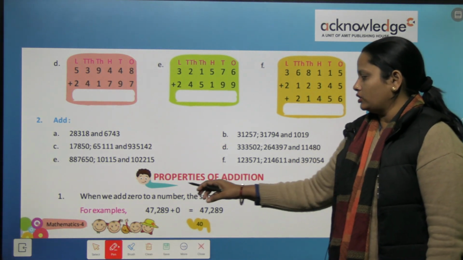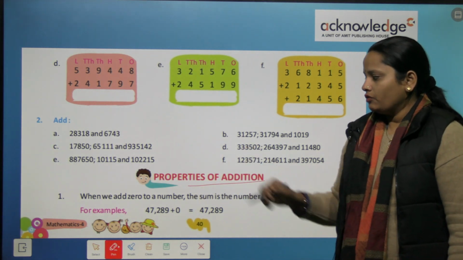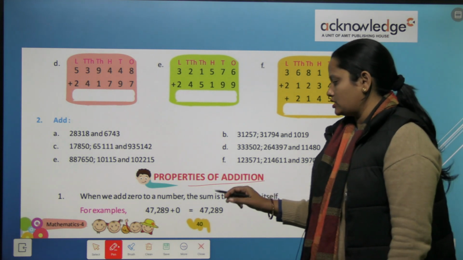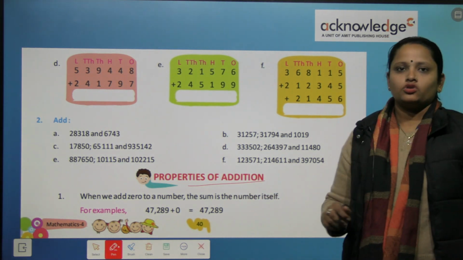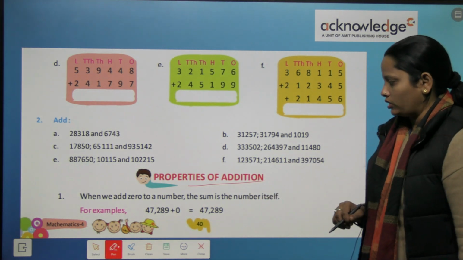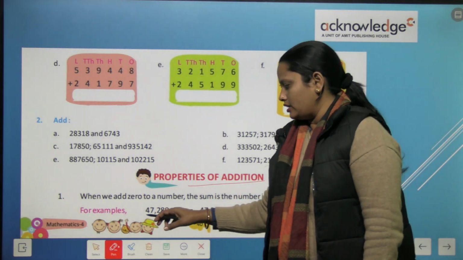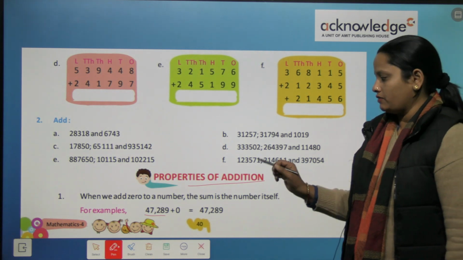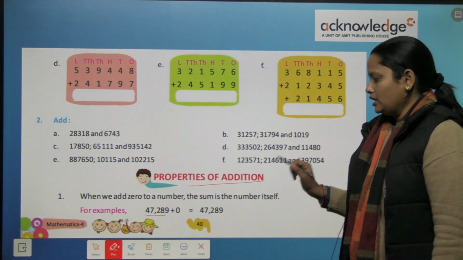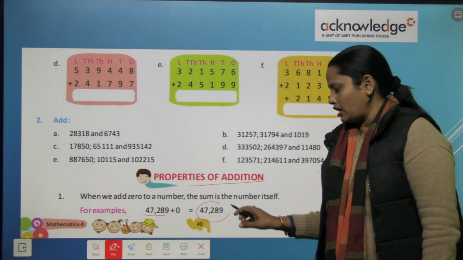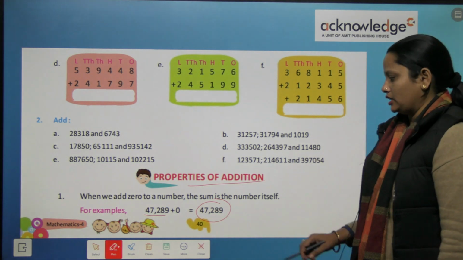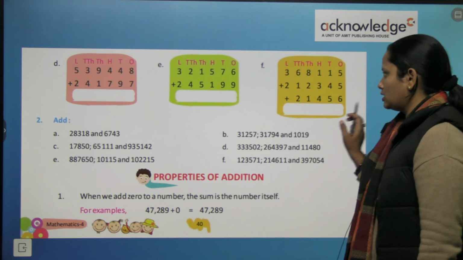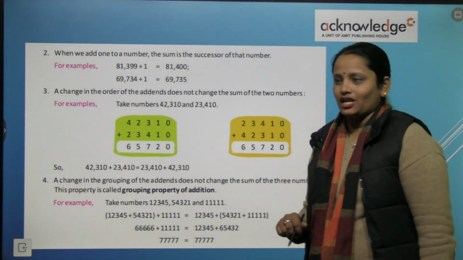Now let's learn about the properties of addition. When we add 0 to a number, जब हम किसी number में 0 को add करते हैं, the sum is the number itself. जो sum है, वो number खुद ही होता है. So here when we add 0 to 47,289, it becomes 47,289. Means कोई भी change नहीं आता. अगर 0 को हम किसी भी number में add करते हैं, तो number change नहीं होता है.